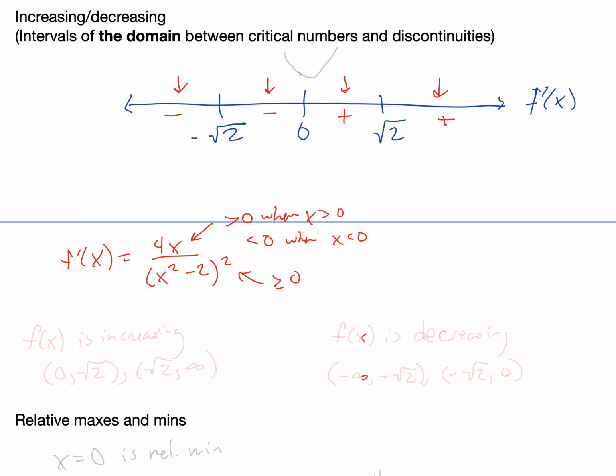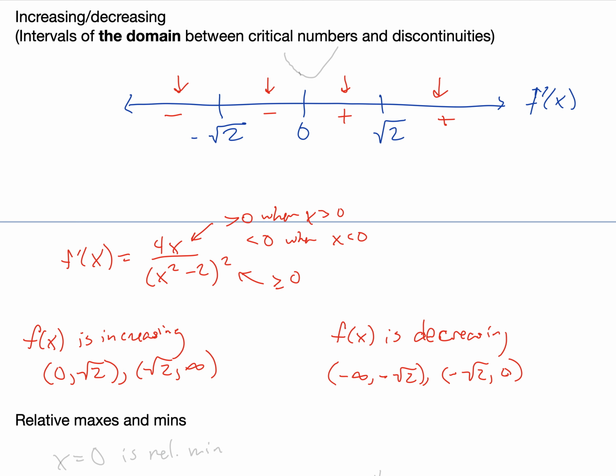And so this tells us that our function f of x is increasing over the intervals from 0 to square root of 2 and from square root of 2 to infinity. And f of x is decreasing over the intervals from negative infinity to negative square root of 2 and from negative square root of 2 up to 0.